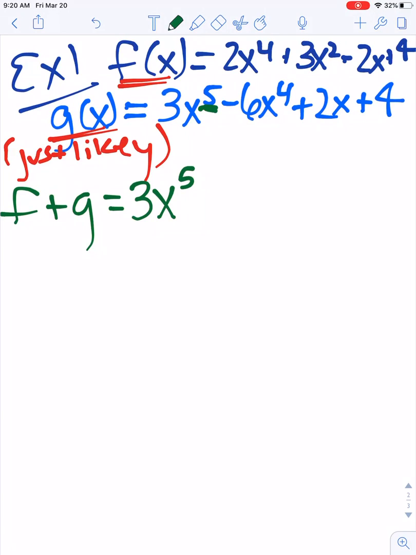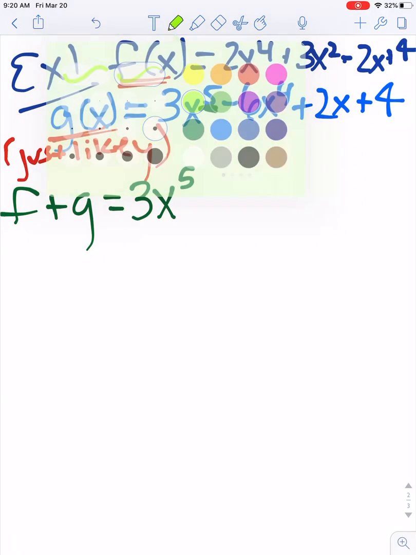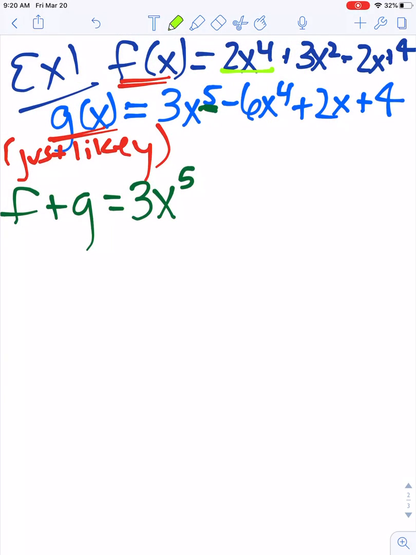Then I'm going to look at my next term. Since I already looked at x to the fifths, now I'm going to look at x to the fourths. I have 2x to the fourth with my f term and a negative 6x to the fourth with my g term. So then I say, okay, 2x to the fourth minus 6x to the fourth, because I'm adding them, so plussing a negative is just like subtraction. Now remember, since we're combining like terms, all we have to do is say, okay, we have 2 minus 6, so we get negative 4x to the fourth.